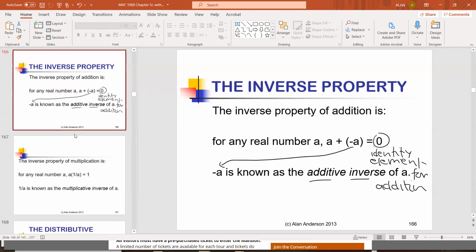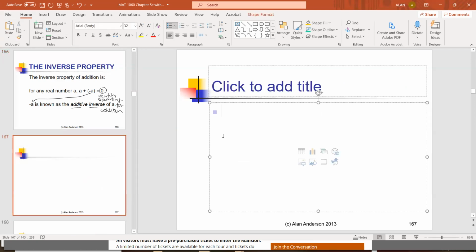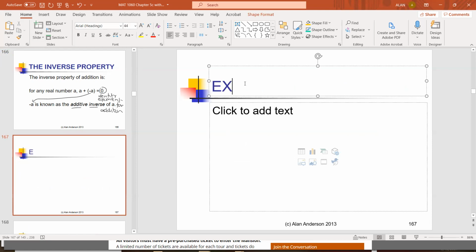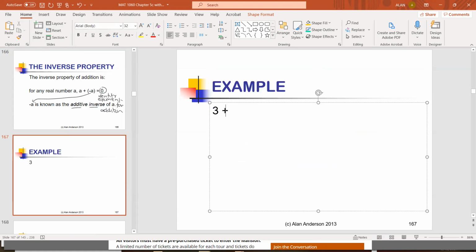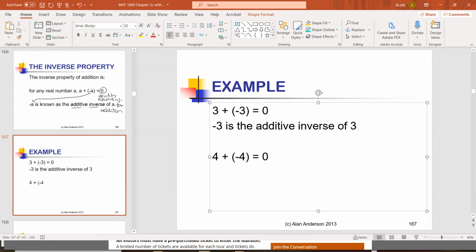So I guess we don't really need a lot of examples. Let me throw a couple of them in there. For example, let's say that we have 3 plus -3 equals 0. So therefore, -3 is the additive inverse of 3. And of course, any numbers I pick, it'll be the same thing. -4 is the additive inverse of +4. So it's a pretty straightforward idea.